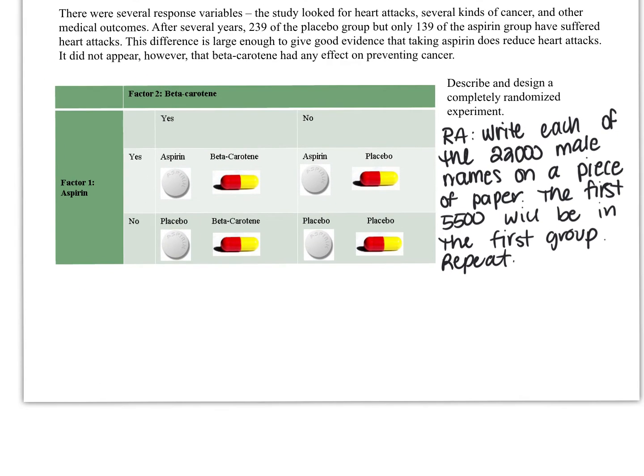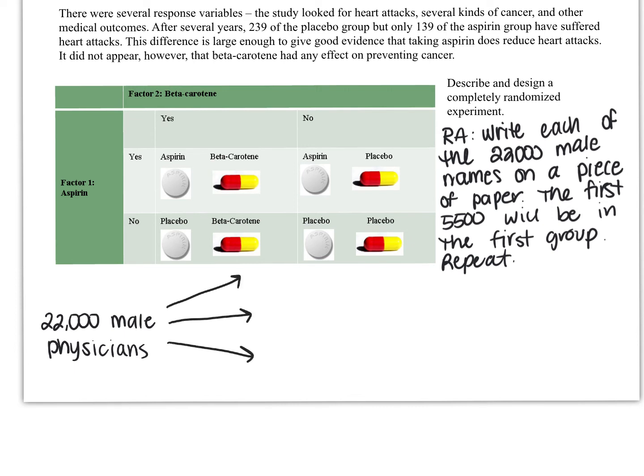So when we are designing our experiment, we always start with our population. So our population in this case is the 22,000 male physicians. And we actually use a tree diagram. So now are our groups. So we had 4 groups. Okay. And we do want to specify that these were randomly assigned.